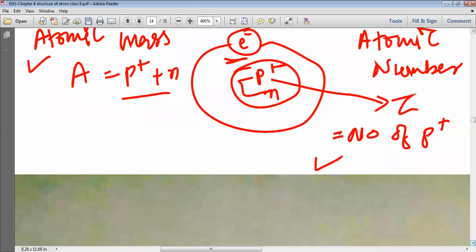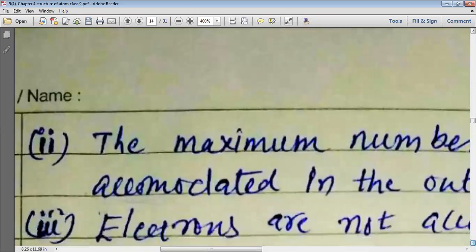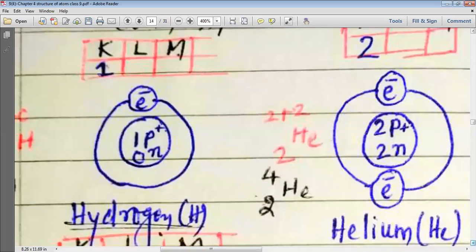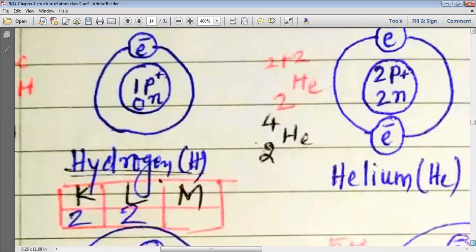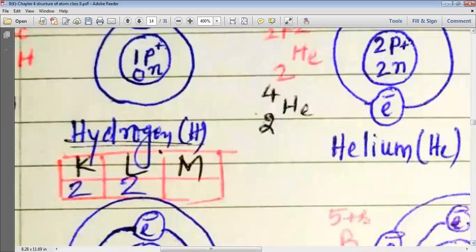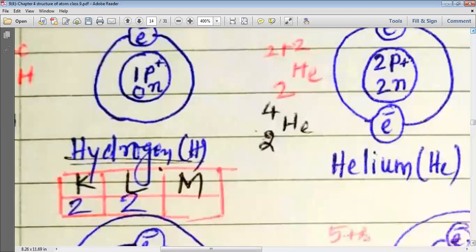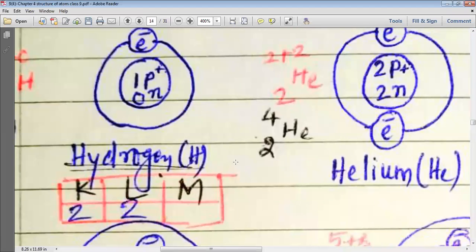Now we want to study the first 20 elements and their structure in their atoms. So we have started with the hydrogen atom. Yesterday we discussed it, but I would like to discuss it with you once again. Now you can see on your screen the structure of the hydrogen atom. This hydrogen atom has one proton and zero neutrons. Please remember that the hydrogen atom does not have any neutron, and it has one electron which is filled into the K shell.